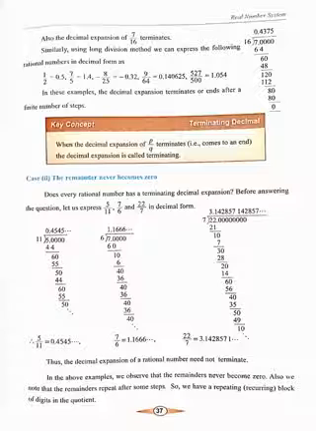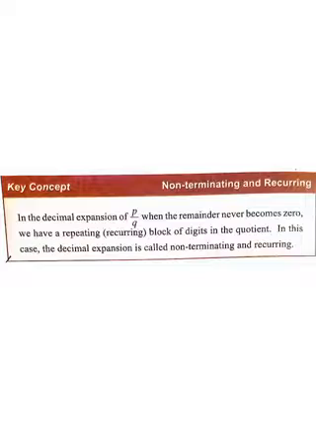So this type of decimal expansion of a rational number need not terminate. That means it will not have an end point, isn't it? So in that case we observe that the remainders never become 0. So this type of decimal expansion we called as non-terminating and recurring. So what is meant by non-terminating and recurring? In the decimal expansion of p by q, when the remainder never becomes 0, we have a repeating block of digits in the quotient. In this case, the decimal expansion is called non-terminating and recurring.